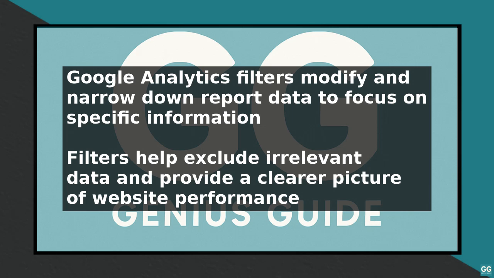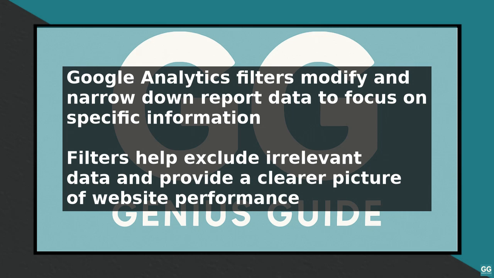The first step is to access the Filters section in your Google Analytics account. To do this, navigate to the Admin section and click on the view for which you want to apply the filter. Then click on Filters and select New.